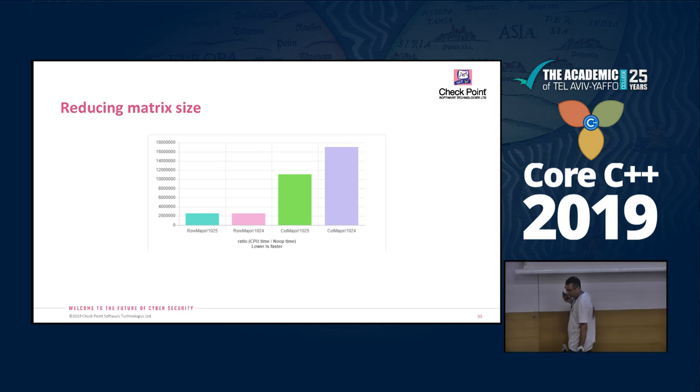When we read row by row, yes, it's the same. But when we read column by column, although we're doing less work, we still get much worse performance. It's actually very close to the random.